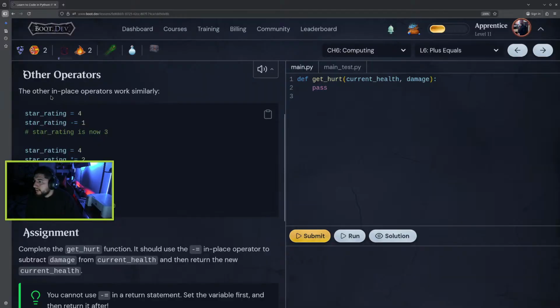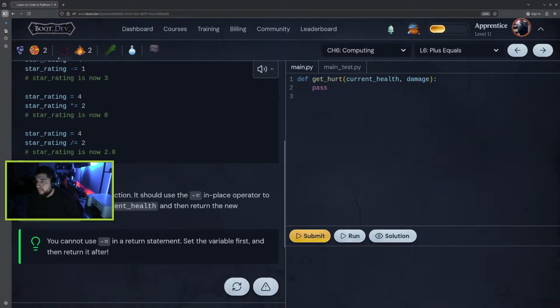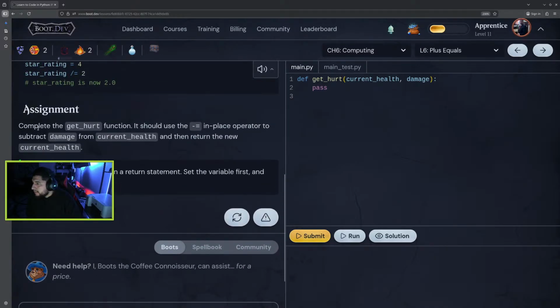The other in-place operators work similarly. Star rating minus equals subtracts instead of adds. This one multiplies, and this one divides the number. Anyways, assignment: complete the getHurt function right here. It should use the minus equals in-place operator to subtract damage from current health, and then return the new current health.